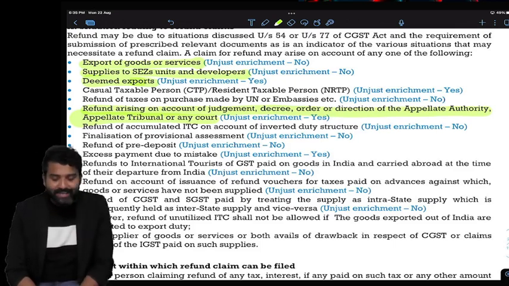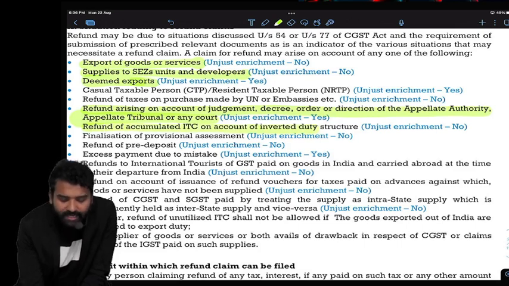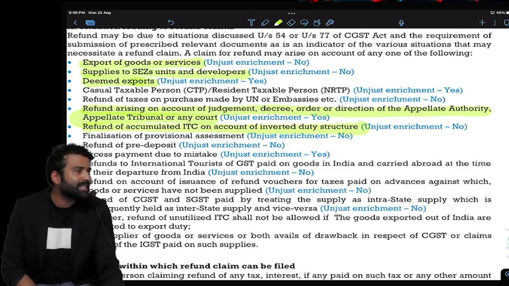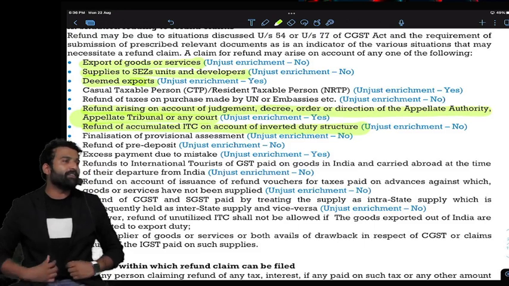This one is very interesting. Refund of accumulated ITC on account of inverted duty structure. Does anybody know the meaning of inverted duty structure? Can anybody tell me what the meaning of inverted duty structure is?